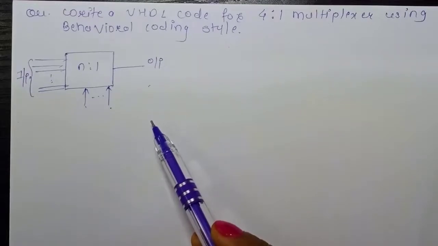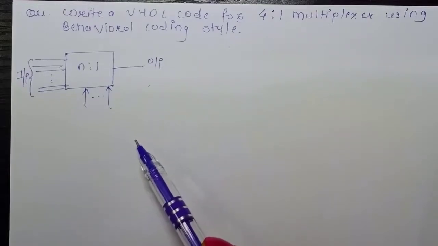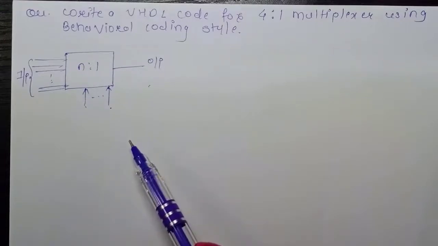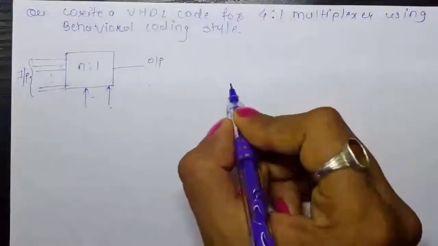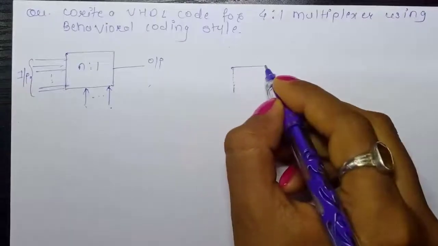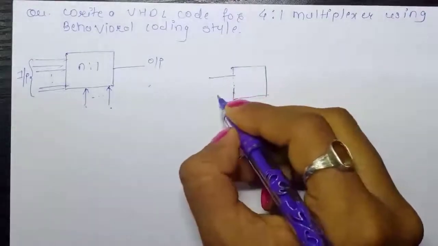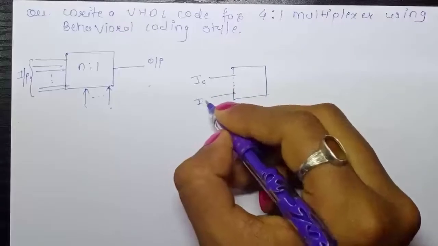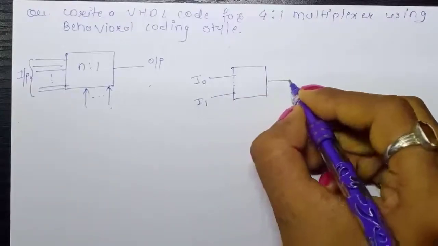So now the question is, what is selection line? How many selection lines are there in multiplexer and how do they work? For that, first we will see 2:1 multiplexer. 2:1 multiplexer means a multiplexer which has two inputs and one input line is selected at a time. So the block diagram is like this: 2:1 multiplexer, with two input lines, that is I0, I1, and one output line.